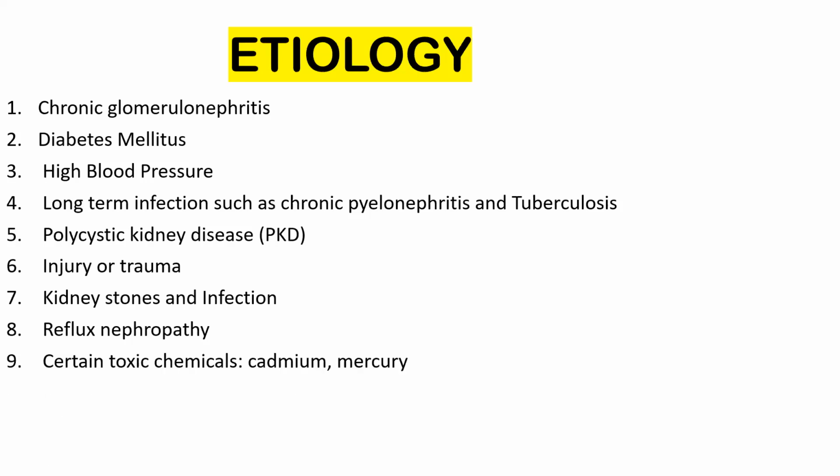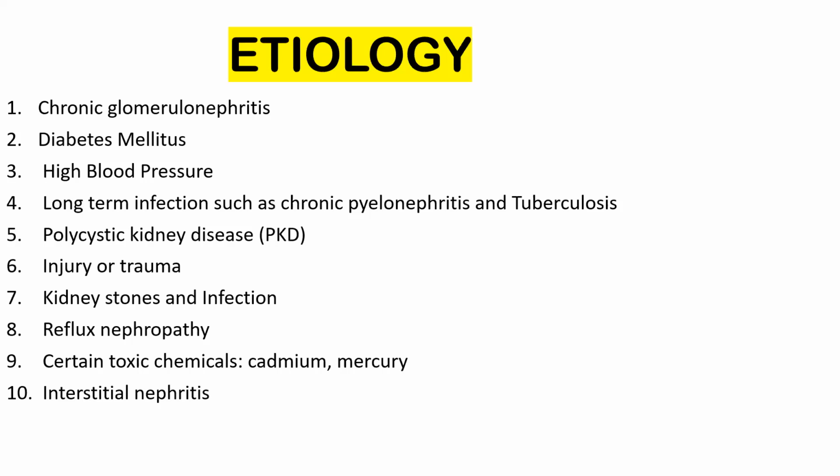Next, number 9, certain toxic chemicals. The names of those chemicals are cadmium, mercury, and there are lots and lots more. If you can just memorize these two, that's enough. These toxic chemicals like cadmium and mercury can lead to chronic kidney disease. So next, interstitial nephritis.